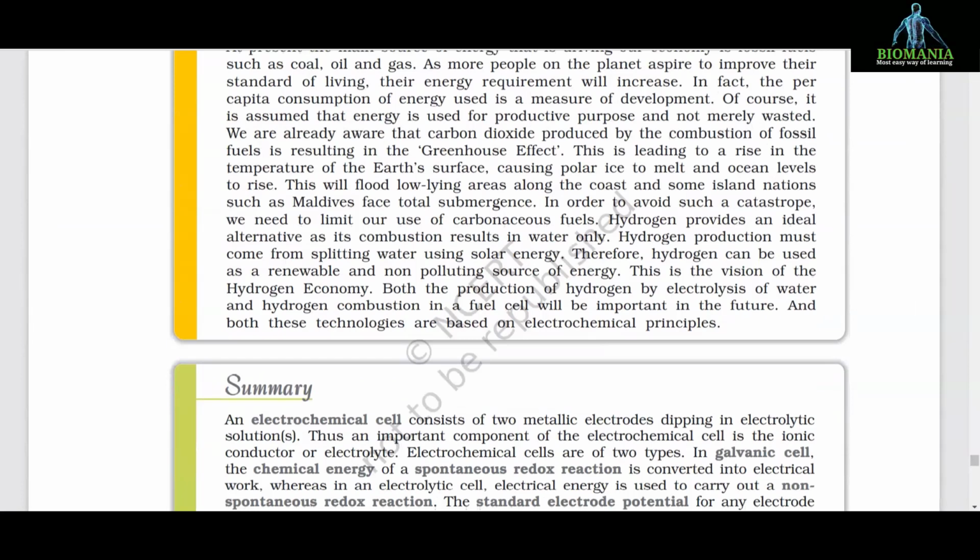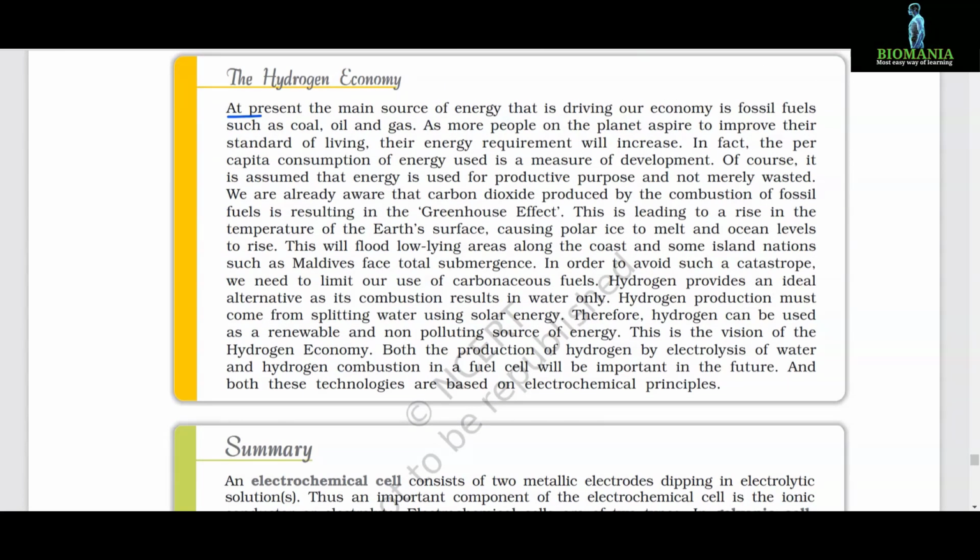The hydrogen economy. At present, the main source of energy that is driving our economy is fossil fuels such as coal, oil and gas. As more people on the planet aspire to improve their standard of living, their energy requirement will increase. In fact, the per capita consumption of energy used is a measure of development. Of course, it is assumed that energy is used for productive purpose and not merely wasted.